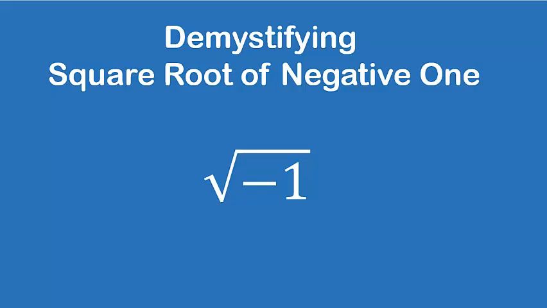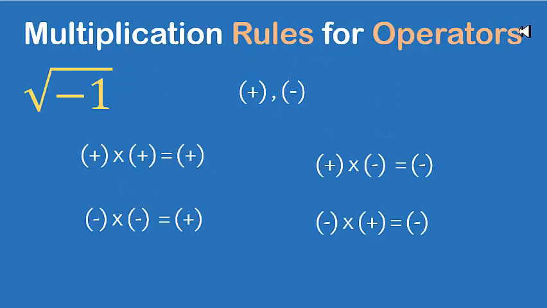In the previous video, Demystifying Imaginary Numbers, I made a few comments that I'd like to follow up on in this video. This is going to help us get closer to a thorough understanding of the square root of -1. The first comment I made had to do with the multiplication rules for the plus or minus operators, where I claimed that the square root of -1 had more to do with the operator and less to do with the 1.